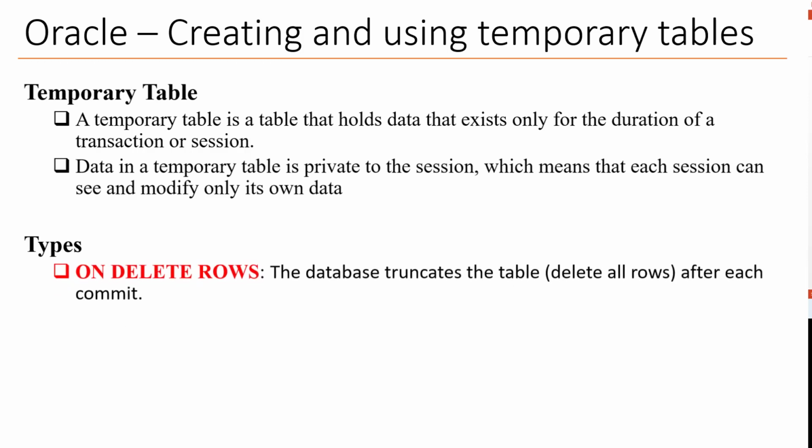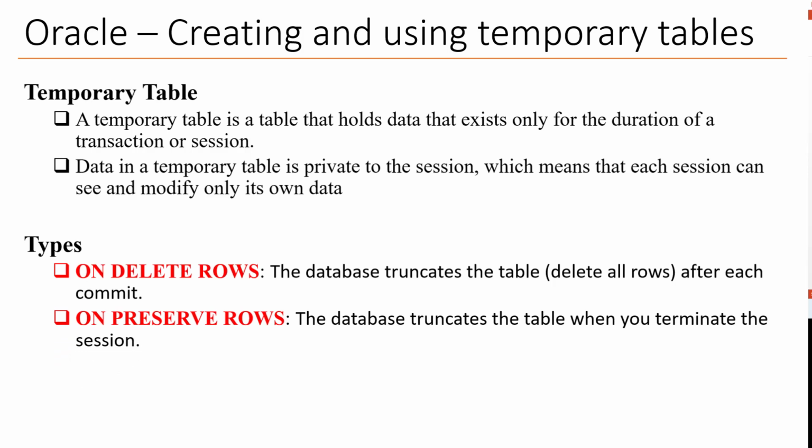Types: 1. Delete rows. The database truncates the table. Delete all rows after each commit. 2. Preserve rows. The database truncates the table when you terminate the session.